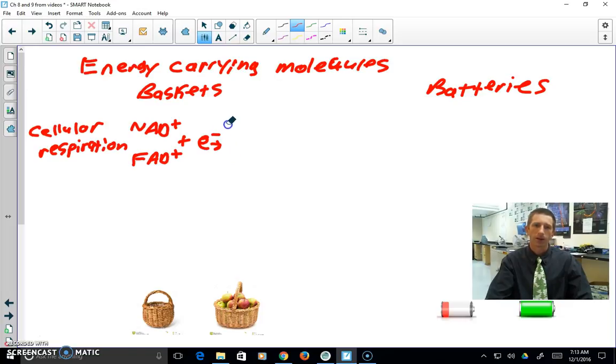So our full baskets, which have more energy, right, are NADH as well as FADH2. All right, so those are our baskets for cellular respiration. Photosynthesis only has one basket, and it's very similar to a basket in cellular respiration, but it's slightly different, so we need to write it down.